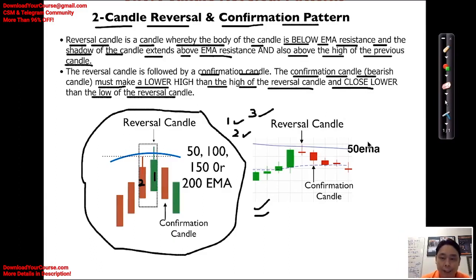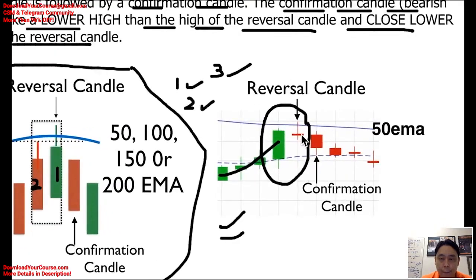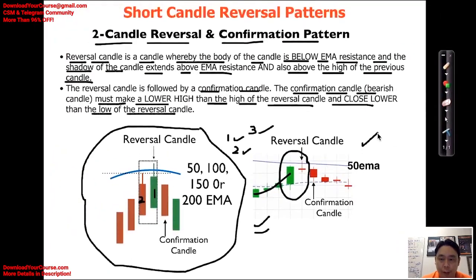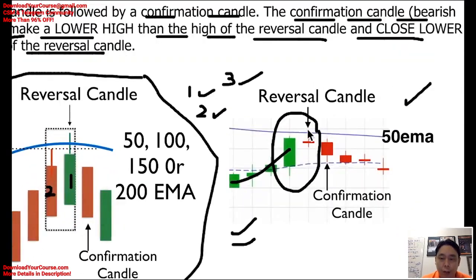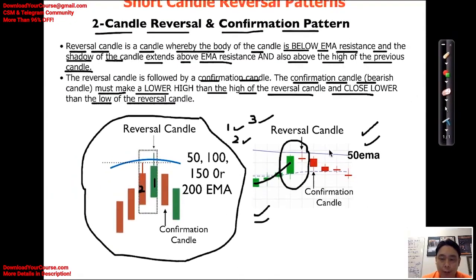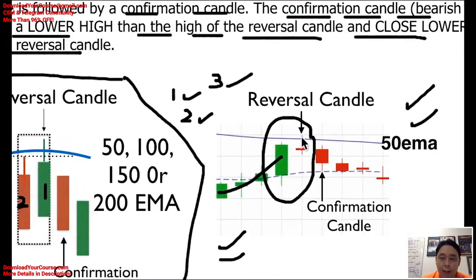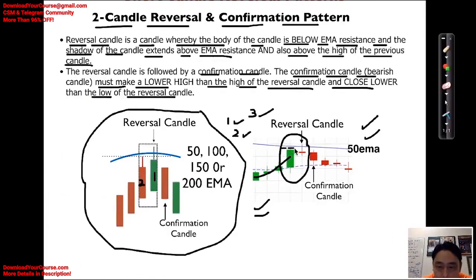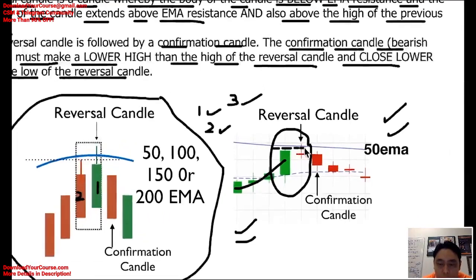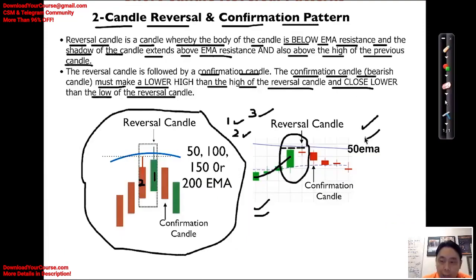Okay? So if you take a look at this price over here, you can see the price going up and you can see the two candle reversal. The body of the reversal candle is below the moving average. Check. The upper shadow cuts the moving average. Check. The upper shadow cuts the high of the previous day's candle, which you can draw an imaginary dotted line. So does the upper shadow cut the high of this candle? Yes, check. There we go. That's a valid 2-candle reversal pattern.